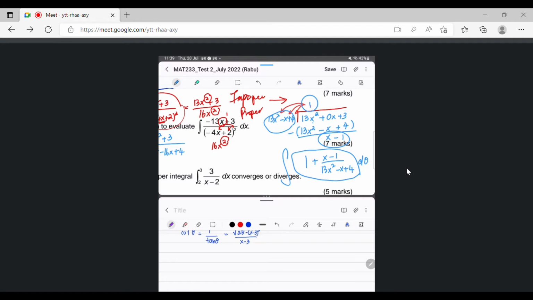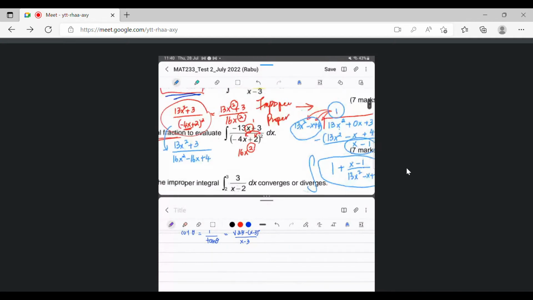This is improper, this step yang beza antara improper dengan proper. Kita hanya apply long division. Okay, this is how we apply the long division. So far, clear ke tidak pasal long division? Clear ke tidak? Okay, madam.